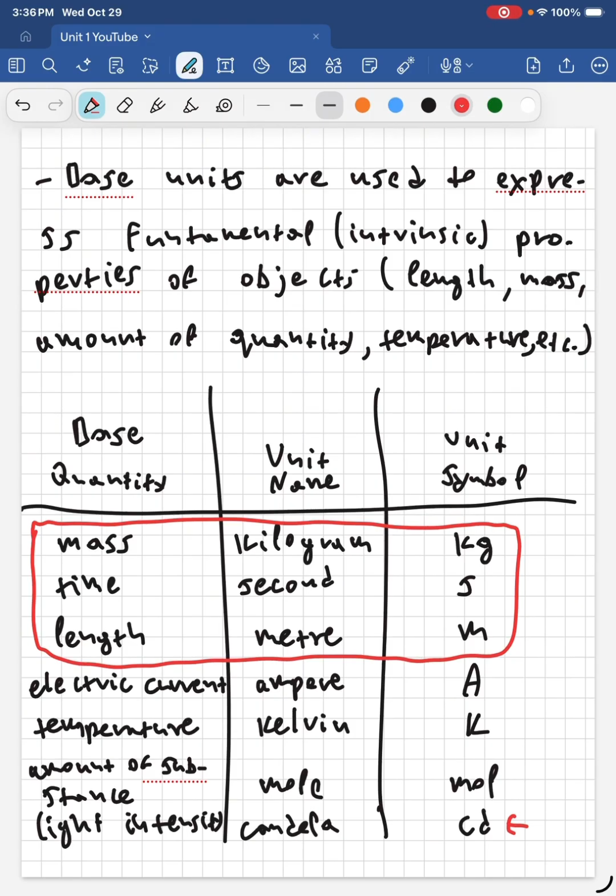But the only thing you need to remember is that there are 7 base quantities, and any other quantity in nature can be expressed in terms of these 7 quantities.